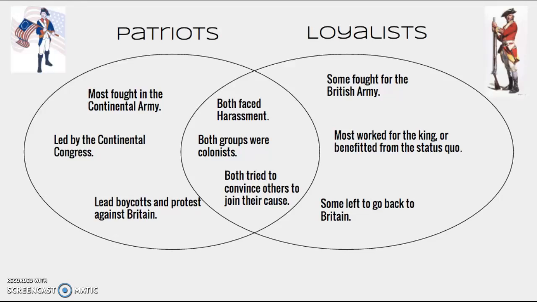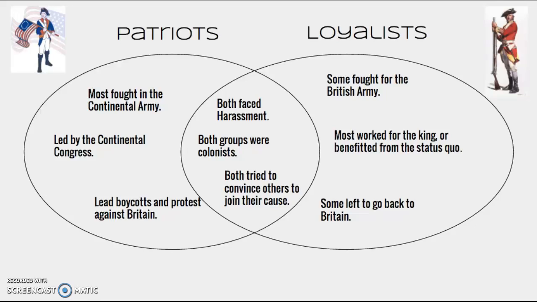Most worked for the king or benefited from the status quo. We kind of already hit on that. Whether they're British tax collectors or the royal governors or whatever they might be doing, they're benefiting from the normal things that have been going on in the colonies from these acts and these taxes. And honestly, some of the Loyalists, when all this stuff just started happening in the colonies, they just left to go back to Britain. Maybe they were born in Britain, maybe they were born in the North American colonies, but they just left to go back to Britain. It was easier that way. They were so loyal to the king that they felt like they needed to actually physically go to Britain to escape what they viewed as persecution by these patriots that were in the colonies.